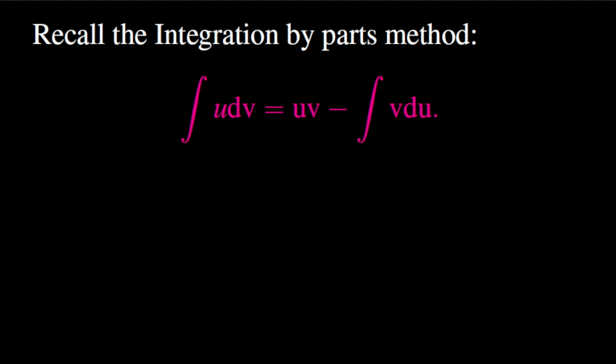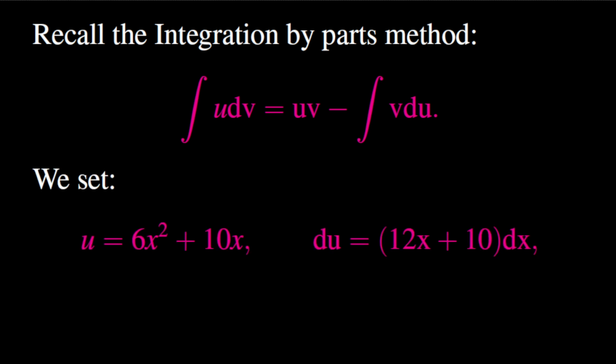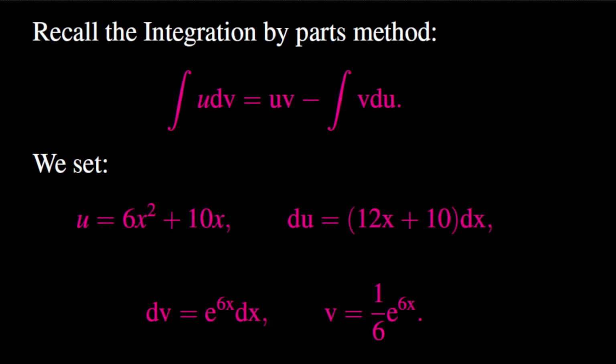Let us briefly review the method of integration by parts. We know that the integral of u dv is equal to u times v minus the integral of v du. Consequently, we set u equal to 6x squared plus 10x, so du equals 12x plus 10 dx. And dv equals exponential of 6x dx, and v equals 1 over 6 times exponential of 6x.